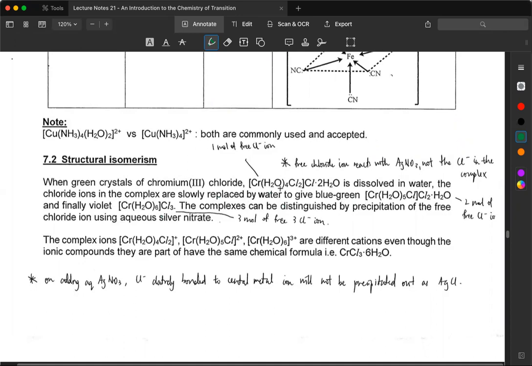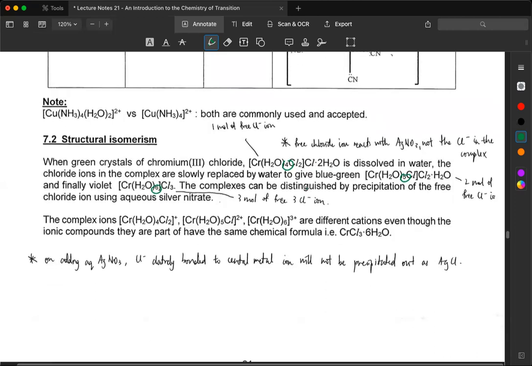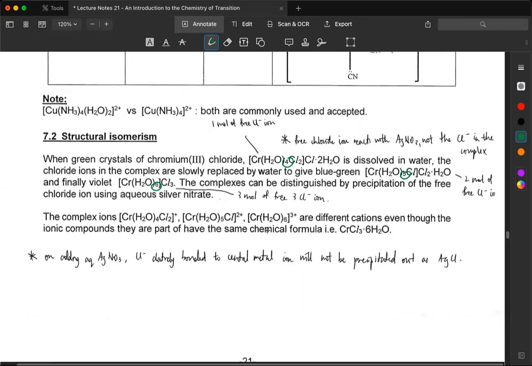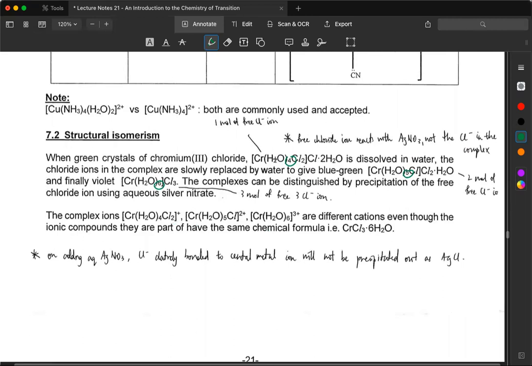So here you have 4 water molecules in the complex, followed by 5, and then finally 6. The free chloride ions form a precipitate with the silver nitrate, forming silver chloride. The complex ions are different cations, even though the ionic compounds are of the same chemical formula. So they are structural isomers of this one.